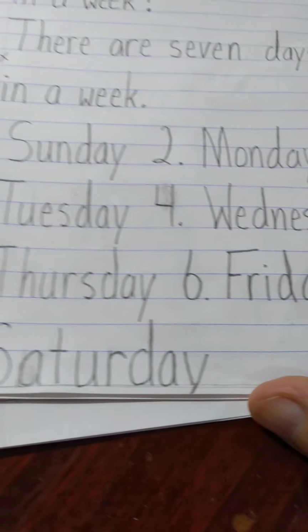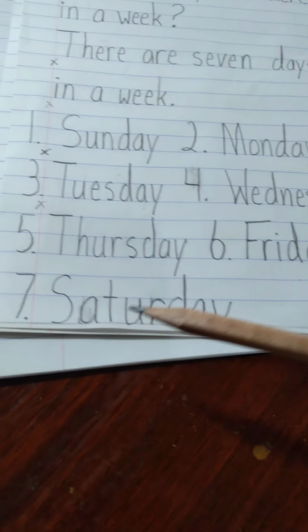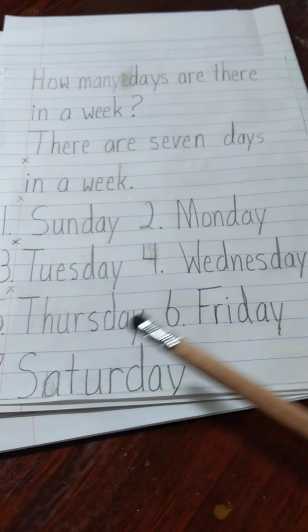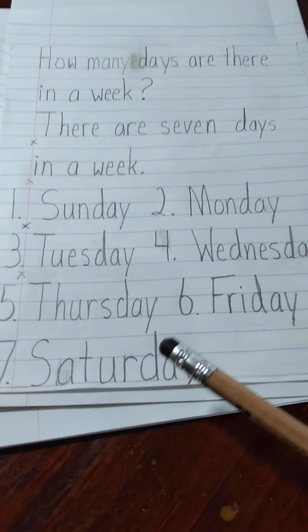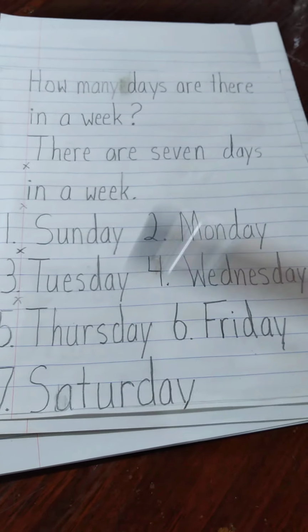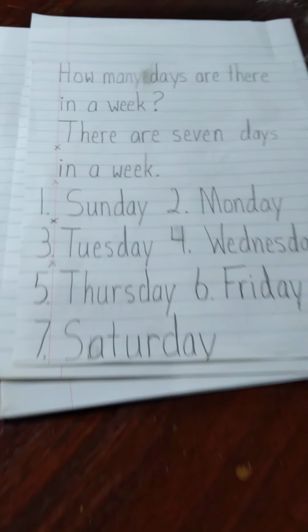Here we go. Today is Thursday. Today is Thursday, June the 10th, June the 10th. Sunday, Monday, Tuesday, Wednesday, Thursday, Friday, Saturday, Saturday. Today is Thursday. Today is Thursday. June the 10th. June the 10th. Sunday, Monday, Tuesday, Wednesday, Thursday, Friday, Saturday, Saturday, Sunday, Sunday, Monday, Monday, Tuesday, Tuesday, Wednesday, Wednesday, Thursday, Thursday, Friday, Friday, Saturday, Saturday. That's a week. Good job, good job.